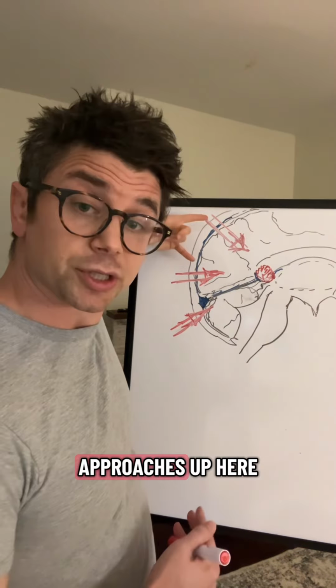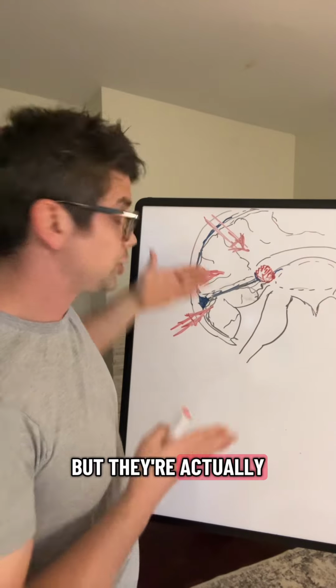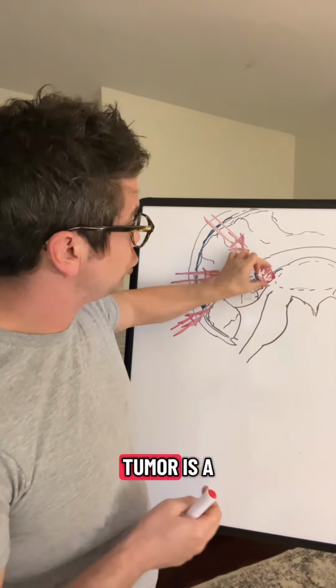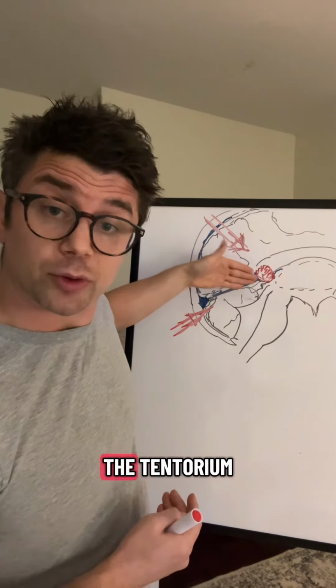Both of these approaches up here, you can't tell by the sagittal diagram, but they're actually going between the hemispheres of the brain. And if the tumor is a little bit lower, sometimes you need to actually divide and go through the tentorium.